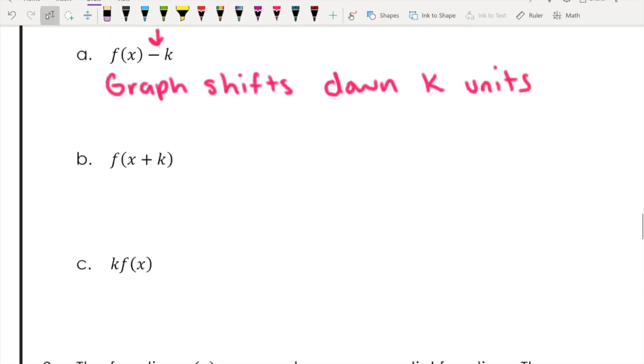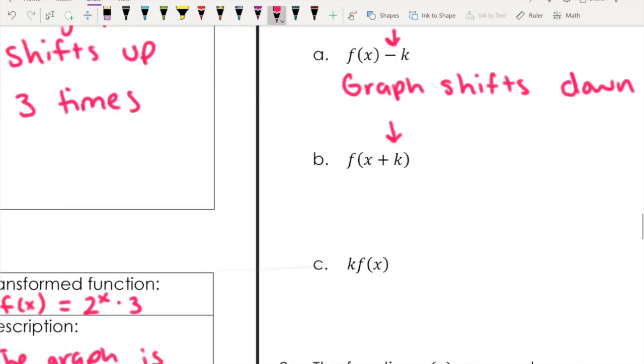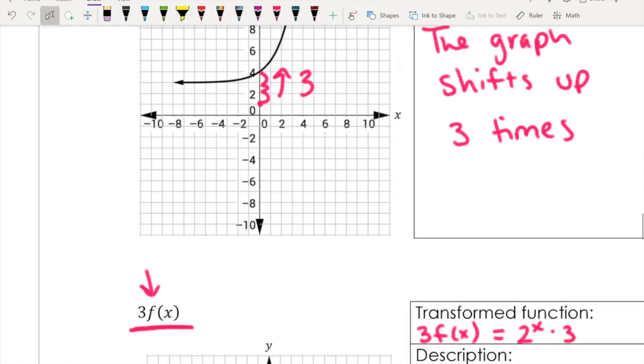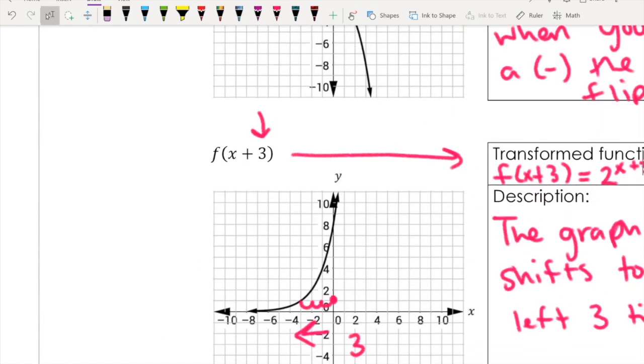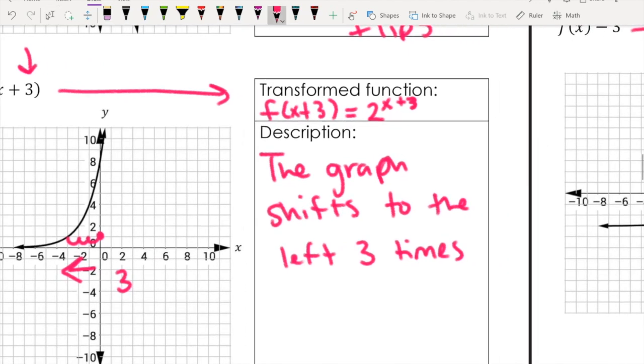Okay, let's move on to the next one. B is f of x plus k, but this is a plus k inside of parentheses. So let's look for that graph. Plus inside parentheses. This is outside of parentheses, inside parentheses. So the graph shifts to the left 3 times.